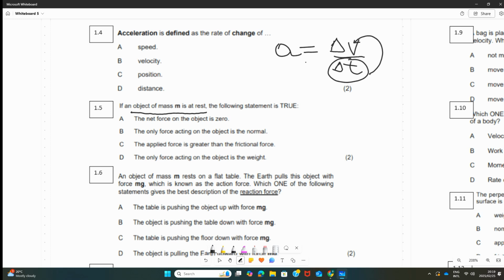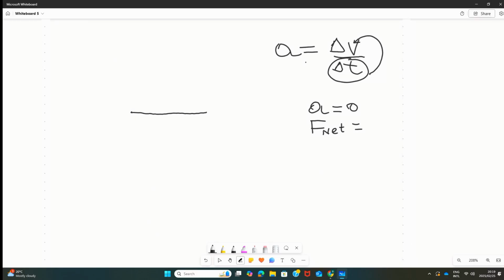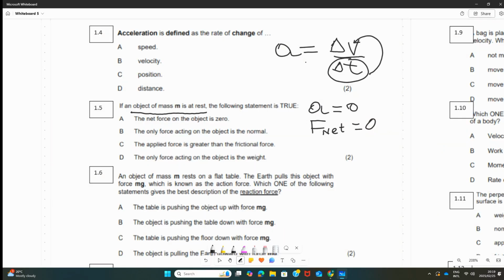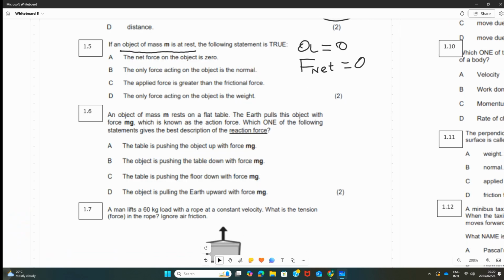Mind you, when the object is at rest, acceleration is equal to 0. There is no change in velocity. Also, when acceleration is equal to 0, the net force or the resultant force must also be equal to 0 because the forces are balanced. So this is taking us to option A. The best option here is A. The net force on the object is 0. Hence, A is the correct answer. Let us move to the next question. Question 1.6.